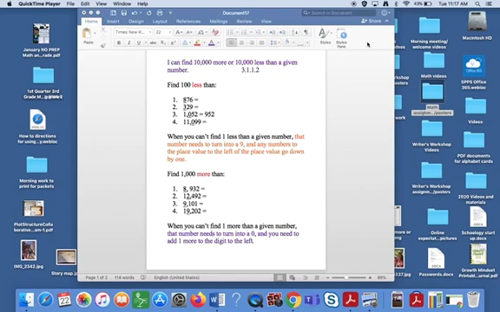Hi, third graders. In math, we've been working with finding 10,000 more or 10,000 less than a given number. So our math focus for today is: I can find 10,000 more or 10,000 less than a given number.